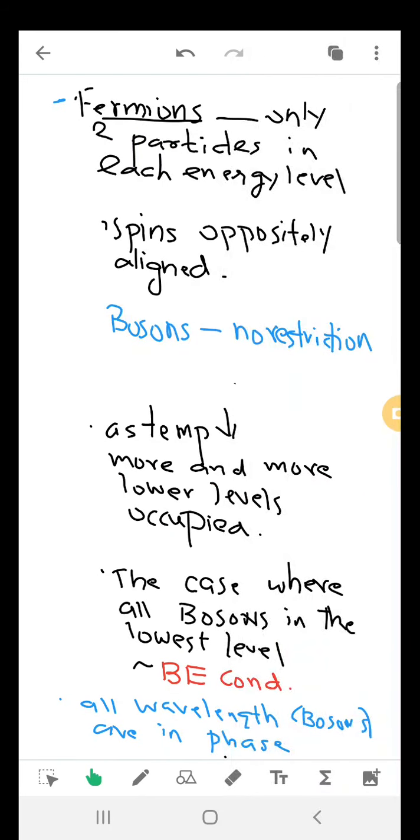As we know, fermions are particles of which only two can exist in each energy state, and their spins are oppositely aligned, and bosons don't have any restriction. So as the temperature is lowered, more and more lower levels are occupied in the energy levels. And we have a phenomenon called Bose-Einstein condensation, where all the boson particle wavelengths are in phase.